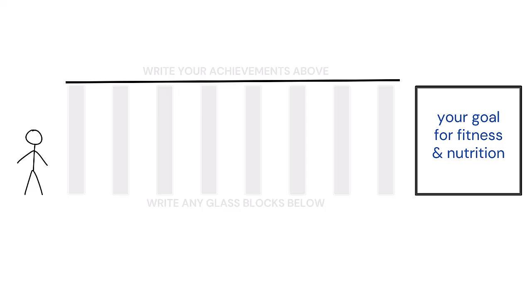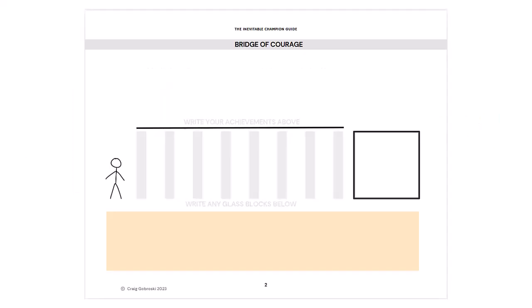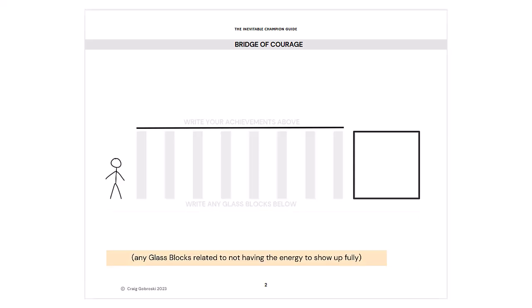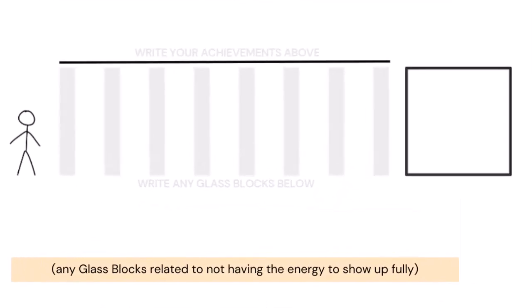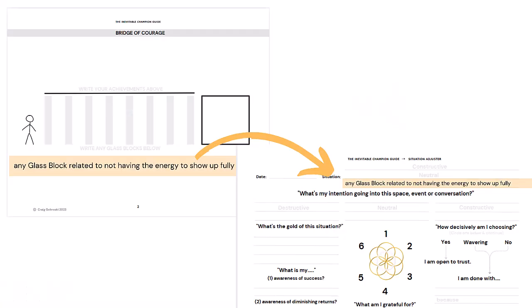First, let's check your glass blocks. Flip back to view them on page 3. Are any of those glass blocks specifically related to your energy? Like maybe you wrote, you don't have enough energy to get fit and stay fit. Or maybe you wrote about how much energy it takes to do the necessary task. If you find any glass blocks related to not having the energy to show up fully, you're going to write the same thing down on the situation line.